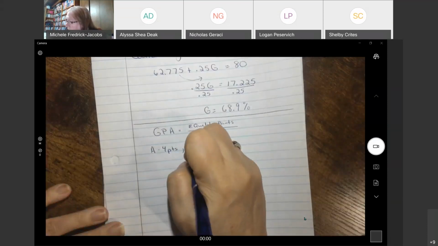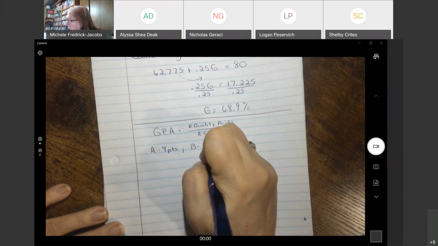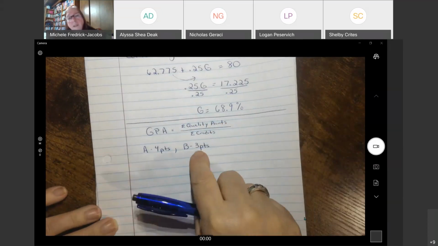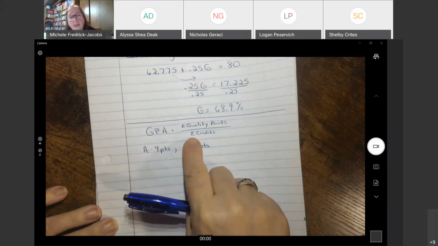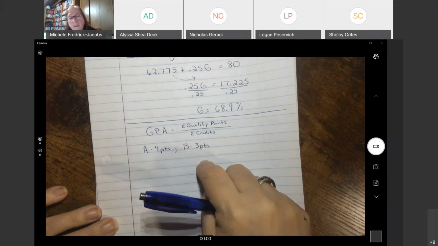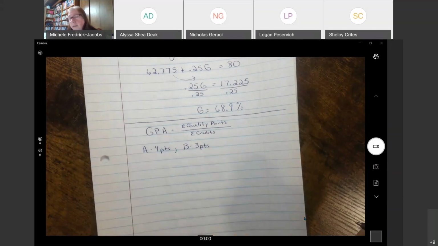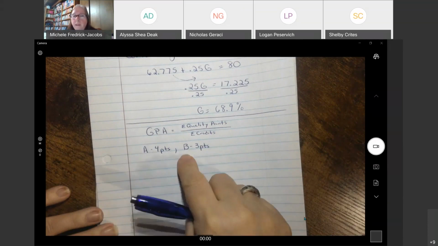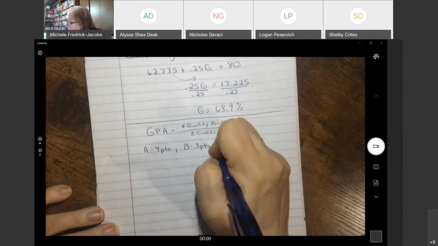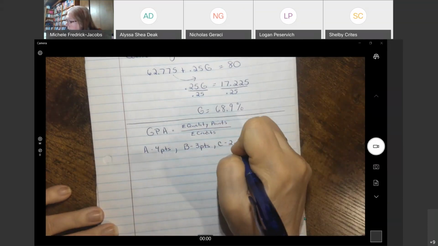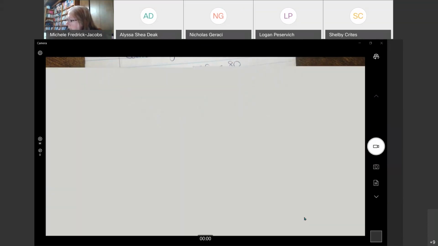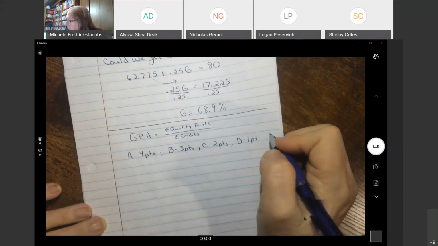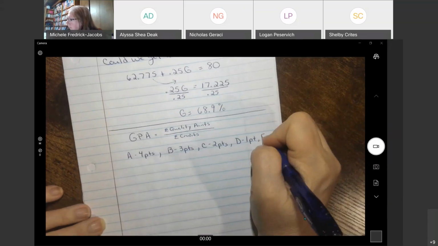If you got a B, they're worth 3 points each. So this 3 credit class, if you got a B, each credit's worth 3. 3 times 3 is worth 9 quality points. So your higher credit classes, you want to make sure you get those A's. Those are the ones that would drop you fast. A C is worth 2 points. A D is worth 1 point. And an F is 0.